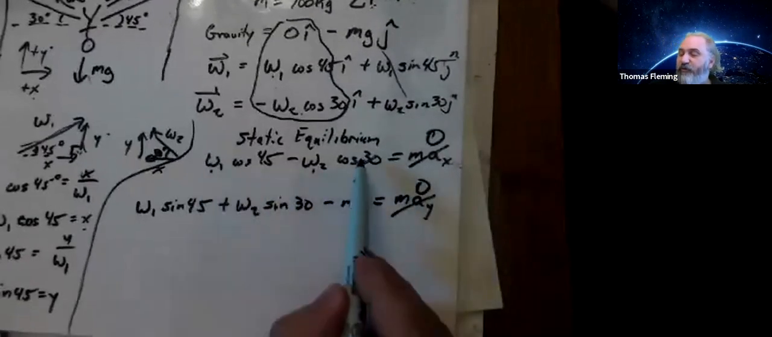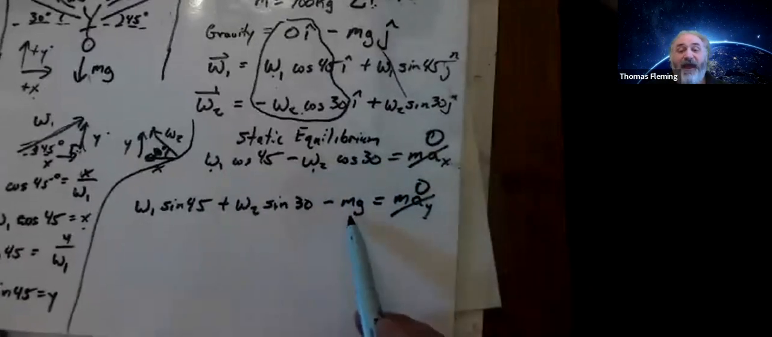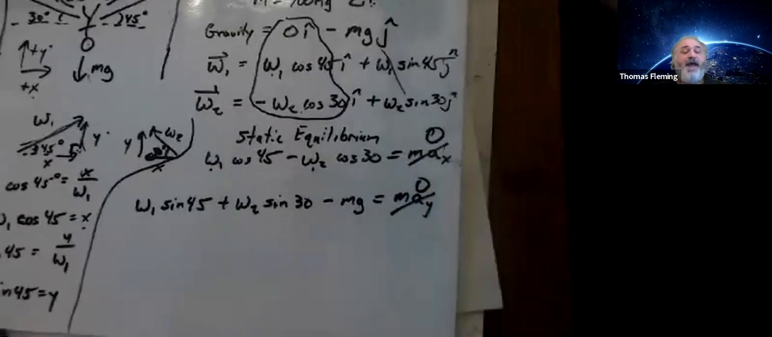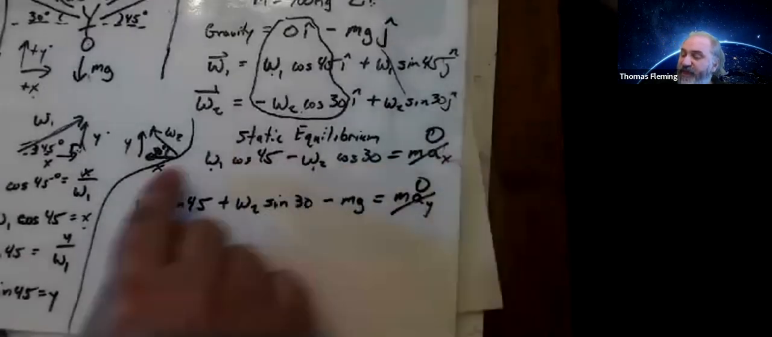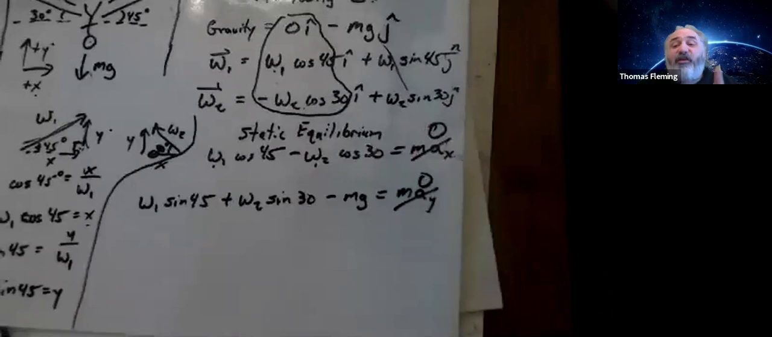All the forces in the x direction have to add up to 0. All the forces in the y direction also have to add up to 0. So there are my two equations. And now that I've gotten rid of the acceleration, everything in these equations is known except for W1 and W2. So I have two equations and two unknowns. That is a solvable problem.